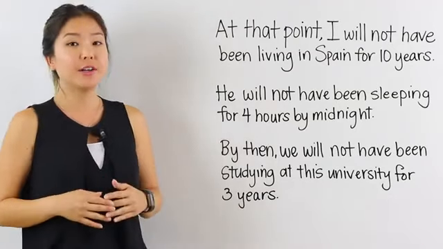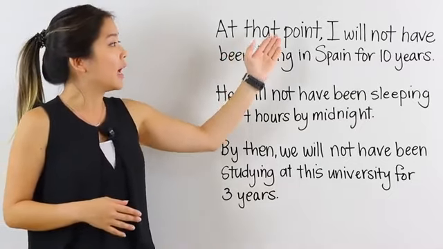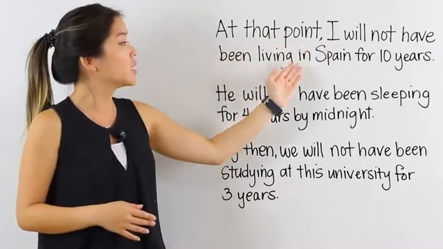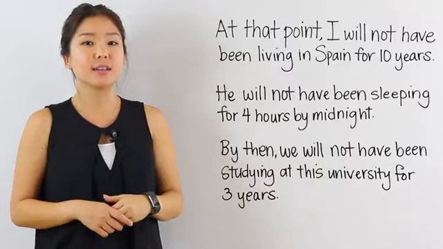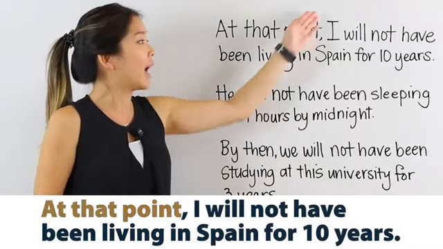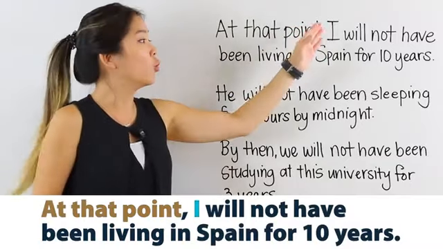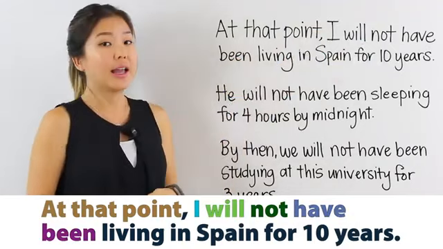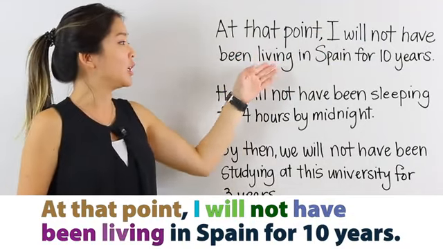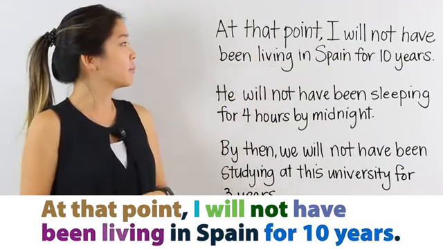The first sentence here says, at that point, I will not have been living in Spain for 10 years. And so you see it. I is the subject, will not have been, and then verb-ing, in this case, living.